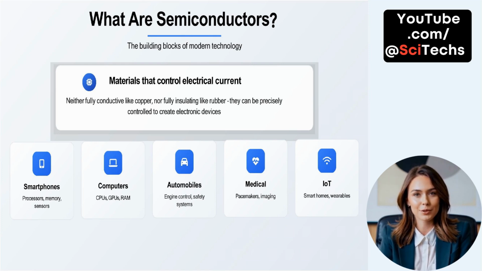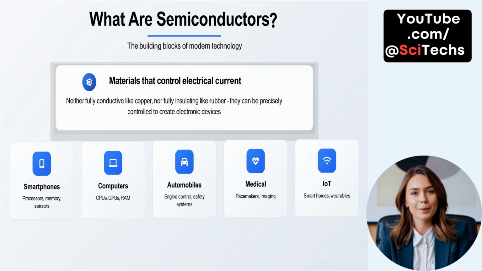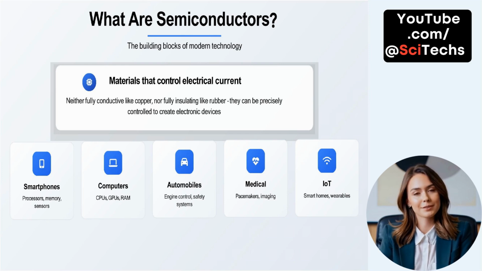Semiconductors power smartphones by enabling processors, memory chips, and sensors. In computers, they form the core of CPUs, GPUs, and RAM. In the automotive industry, they are used in engine control units and safety systems. In the medical field, semiconductors support life-saving devices like pacemakers and imaging tools. And in the growing world of IoT, they drive smart homes, wearables, and connected devices across industries.